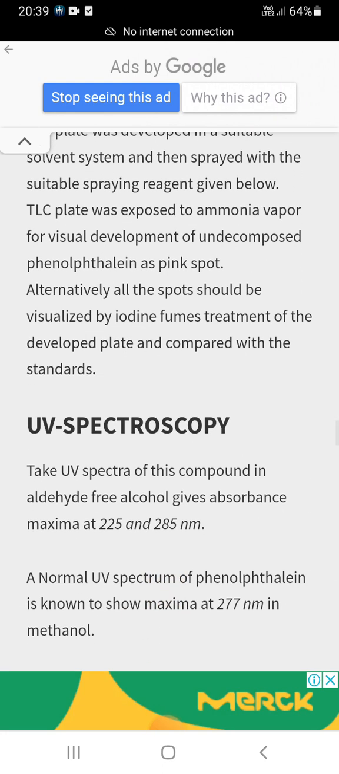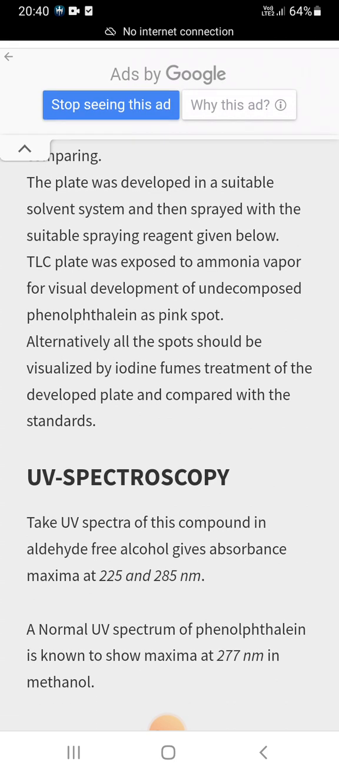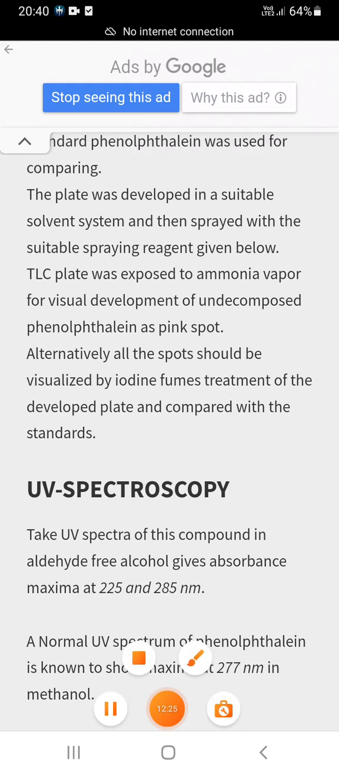We can also go for UV spectroscopy. We run the sample on the UV spectroscopy machine, and it gives a spectrum. The normal UV spectrum of phenolphthalein is known to show maxima at 277 nanometer.